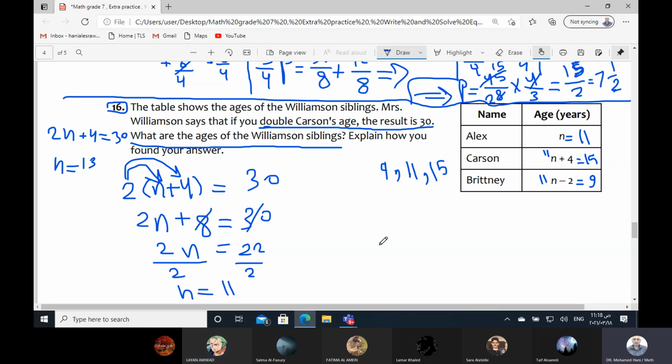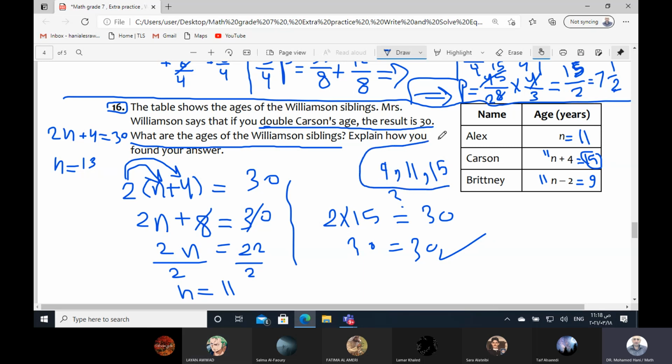Or we can use the same verse here. Double Carson age 15. Double means multiply by 2. 2 times 15. The result will be what? 30. Is it 2 times 15 equal 30? Yes. 30 equal 30. So our work is true. And this is the right ages.